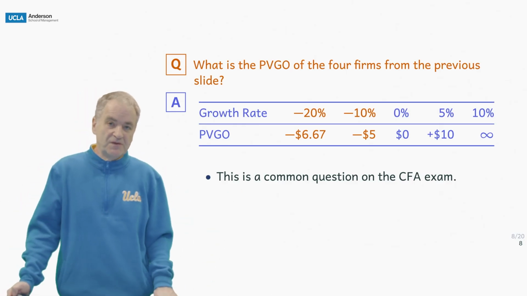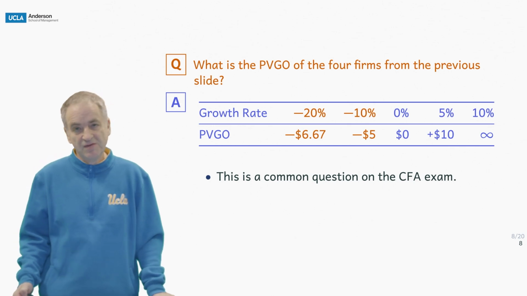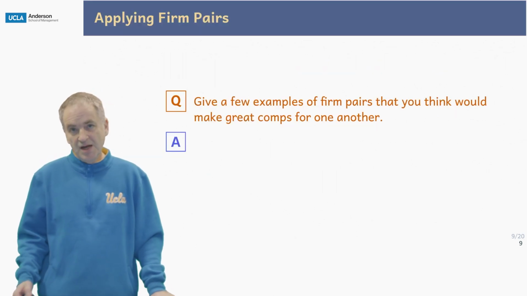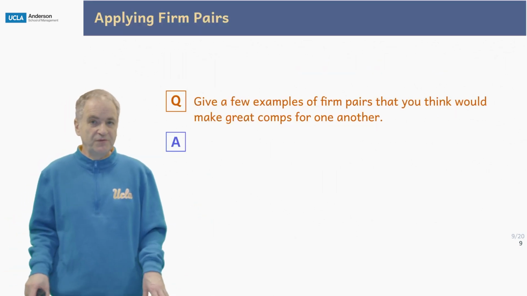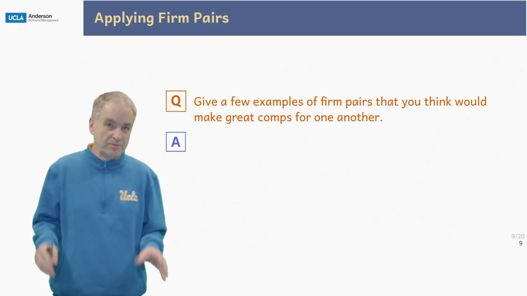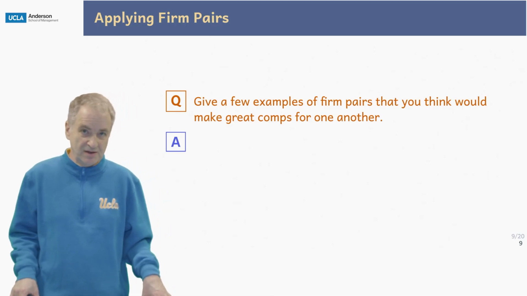This turns out to be a very common question on the CFA exam. Now, give a few examples of firm pairs that you think would make great comparables for one another.